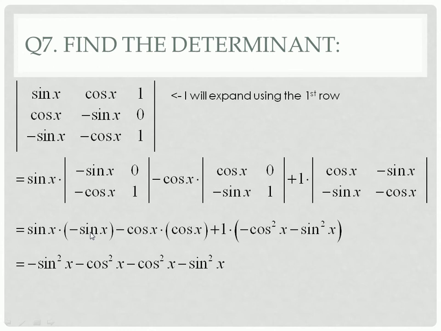Okay, so notice I have negative sine squared x, negative cosine squared x, negative cosine squared x, negative sine squared x. So I see I have lots of cosine squareds and sine squareds. I actually have a negative 2 of each. So I factored out a negative 2, and that leaves me with a positive sine squared x and a positive cosine squared x. And I know that sine squared plus cosine squared of the same angle is 1. So that leaves me with negative 2 times 1, or negative 2.